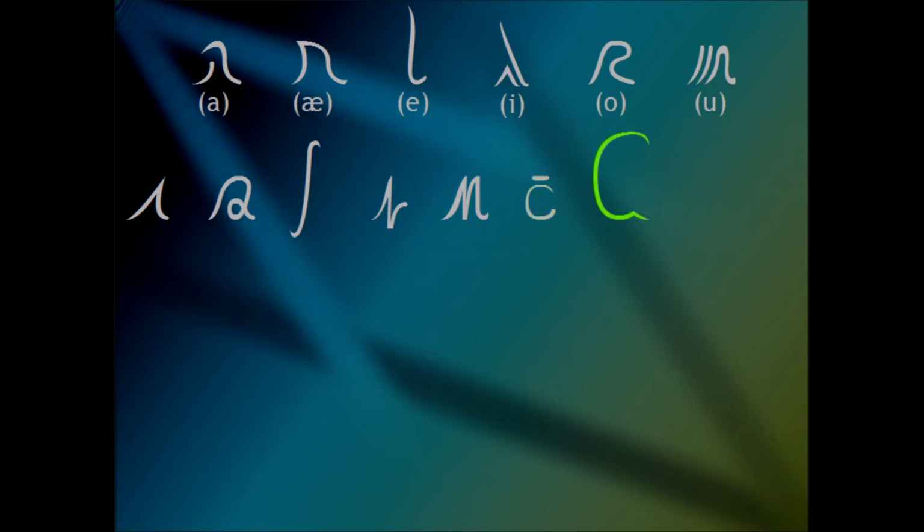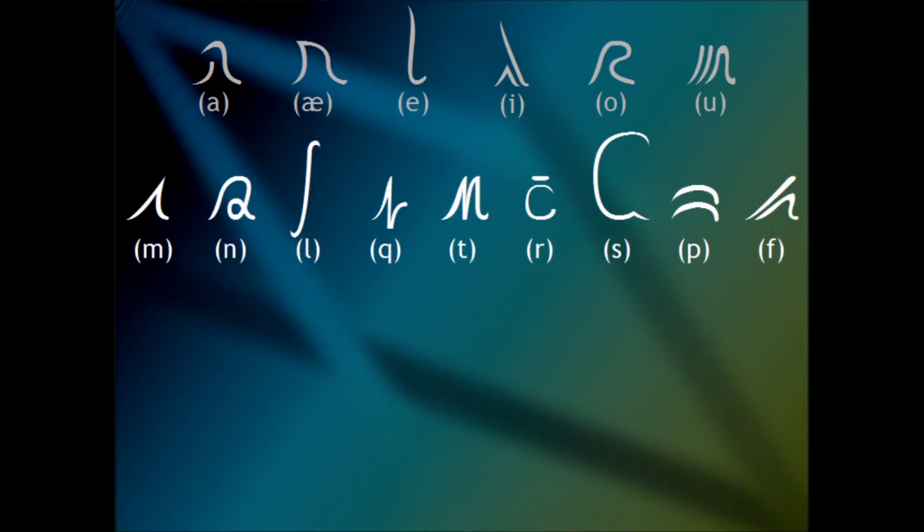Then there is S, P, F. Once again from left to right. M, N, L, K, T, R, S, P, F. This is the entire Ælis alphabet, but there are a few more phonemes.